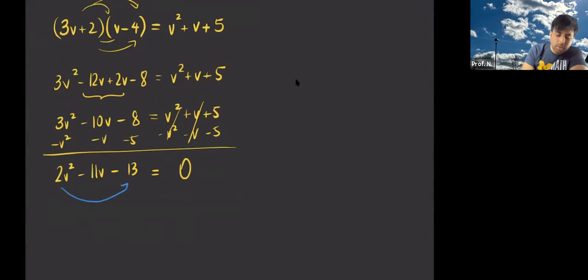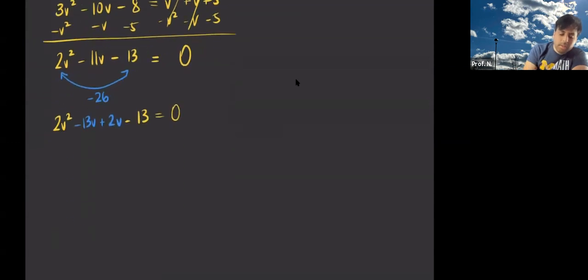So when we do 2 and negative 13 together, we get negative 26. And then we have to try to find two numbers that add. Well, actually, it's exactly those two numbers, right? Negative 13 and 2 multiply to negative 26, but when you add them, give me negative 11. So I get 2v squared minus 13v plus 2v minus 13 equals 0.